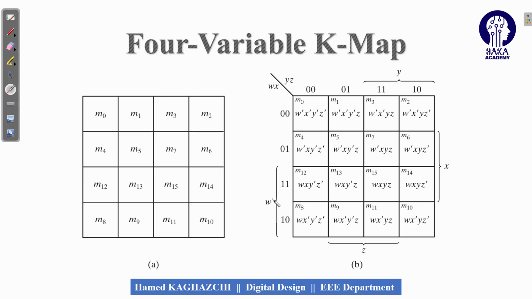Write W here, W prime here. Again, divide the row into two sections in this form. You can see that here we write X, here X prime, and here X prime. Again, the column is divided into two sections from here. Here will be written as Y, and this section will be written as Y prime.